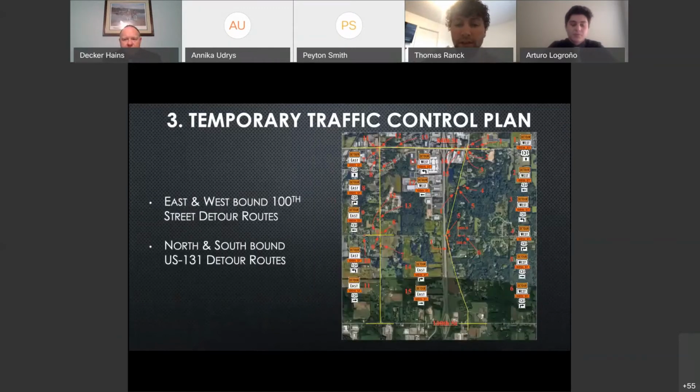As shown in the figure, the detour routes of east and westbound 100th Street were routed to 84th Street as well. The detour was routed to 84th Street as it was the shortest possible alternative route to accommodate the public.